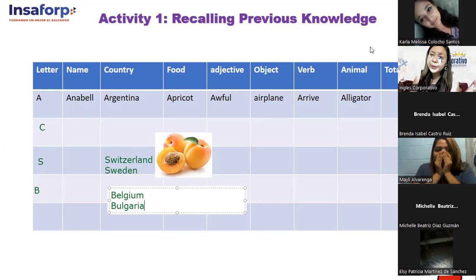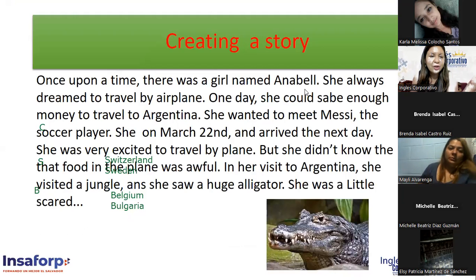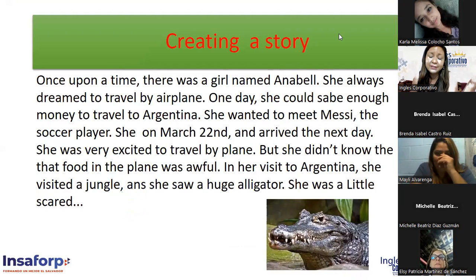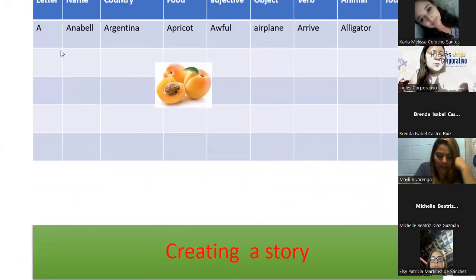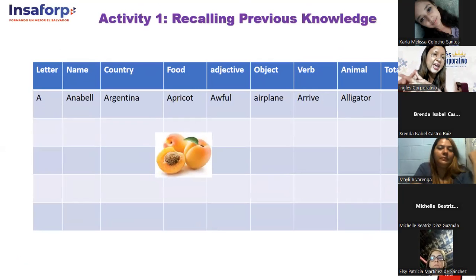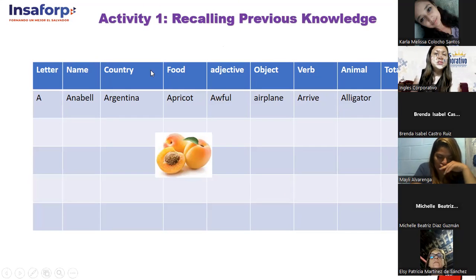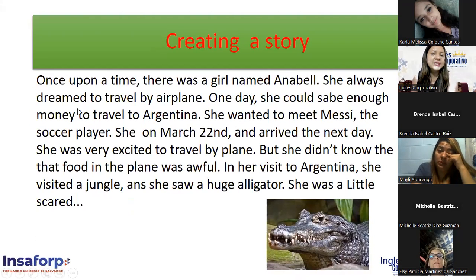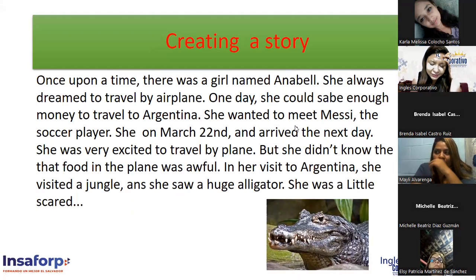So now, guys, with this information, you are going to work in pairs. I will create the groups. You are going to create a story using the information in the previous game, in the bus stop. With your classmate, you can choose the letter A, the letter B, or the letter S, and using all the words with that letter, you have to create a story. My example is with the letter A. I would like a volunteer to read the story. I didn't finish the story, but this is just to give you an idea.